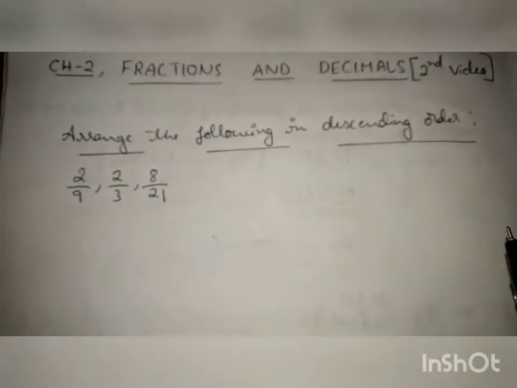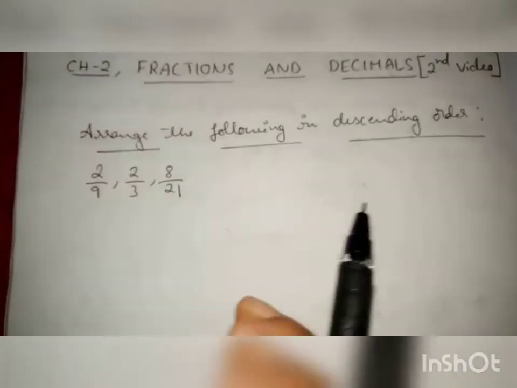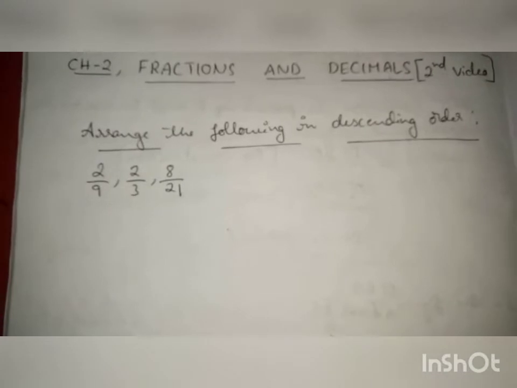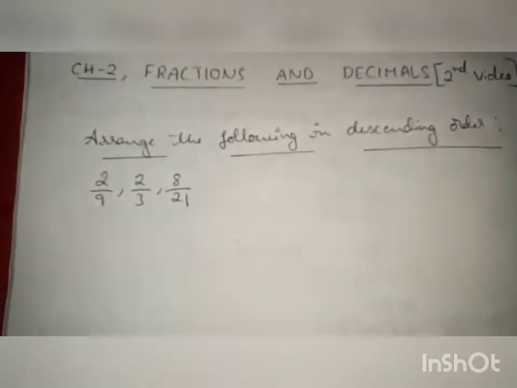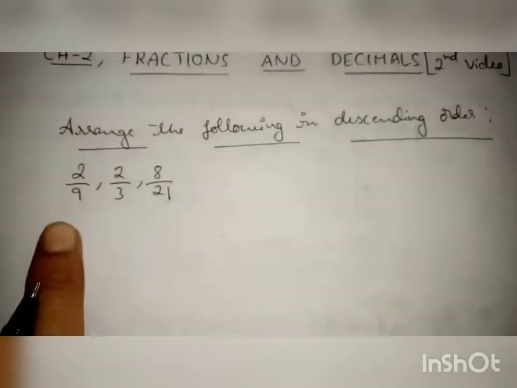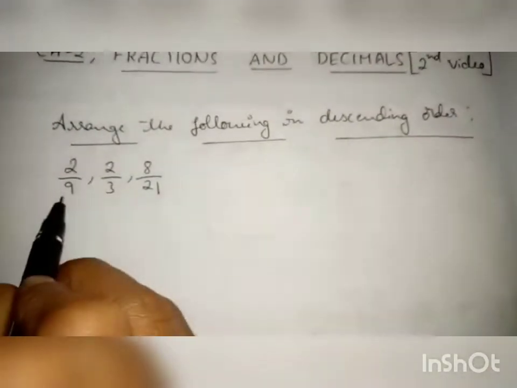What do you mean by descending order? Descending order means first bigger to smaller. Ascending means smaller to bigger. Descending means bigger to smaller. So how can you arrange it?